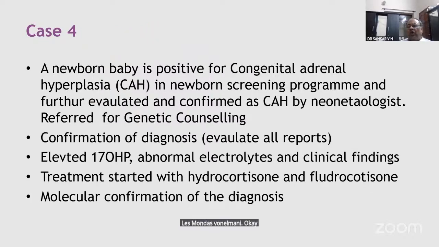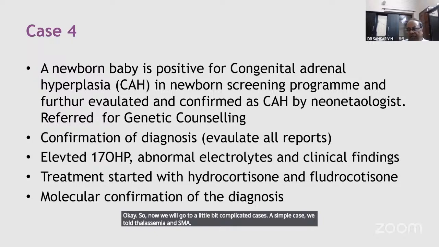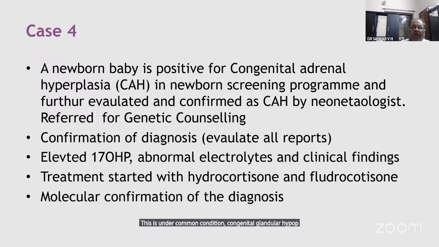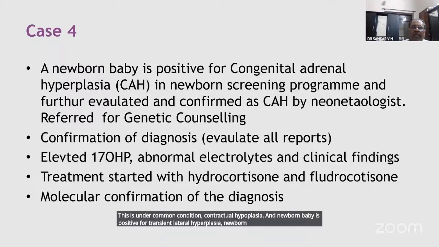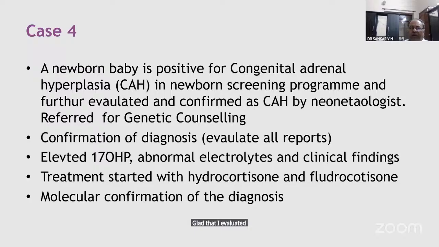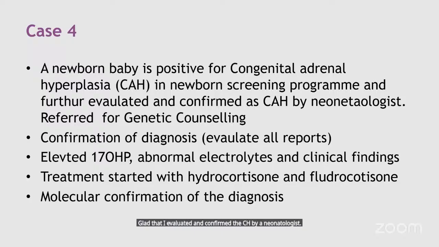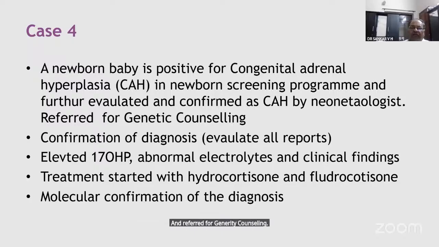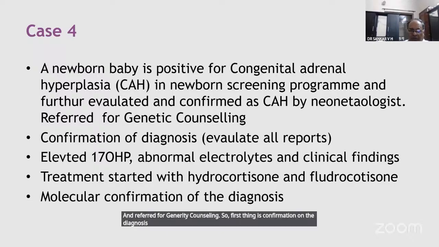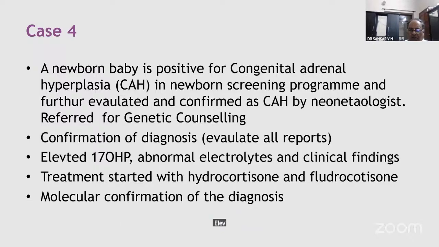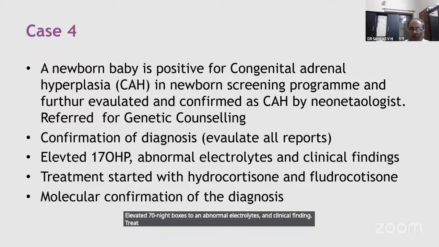Okay. So now we will go to a little bit complicated case. This is a simple case we told, thalassemia and SMA. This is under common condition, congenital adrenal hyperplasia. A newborn baby is positive for congenital adrenal hyperplasia in the newborn screening program, further evaluated and confirmed as CAH by the neonatologist and referred for genetic counseling. So the first thing is confirmation of the diagnosis. You have to evaluate all reports: elevated 17-hydroxyprogesterone, abnormal electrolytes and clinical findings. Treatment started with hydrocortisone and fludrocortisone, and molecular confirmation of diagnosis. Everything has to be done.